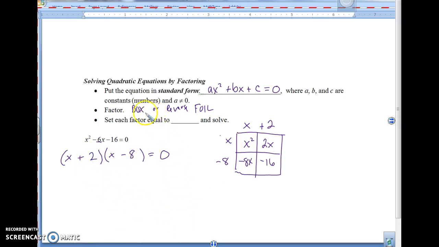All right, so once you do the box or reverse FOIL, however you like to do it, set each factor equal to 0 and solve. This bubble is one factor, this bubble is the other factor. Set each one equal to 0. Don't skip this step, make sure you do it. All right, and then solve each one for x. We'll move the 2 over, this becomes x equals negative 2. And move the 8 over, and this is going to be x equals 8.